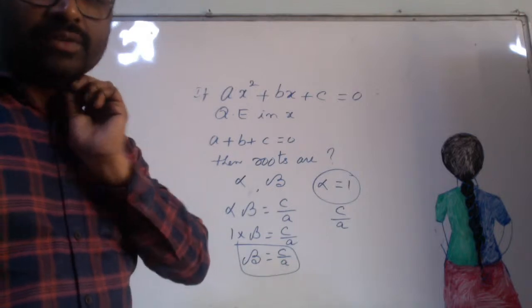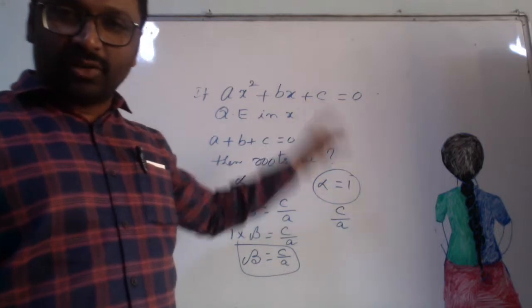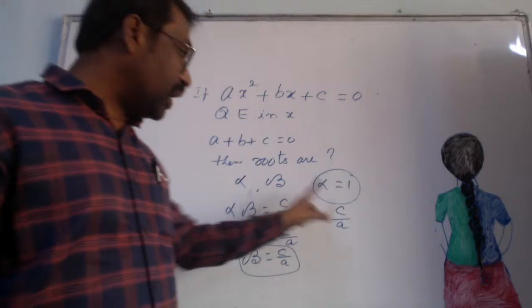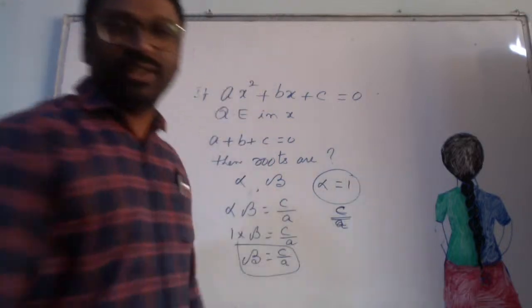It can be helpful for you. If the sum of the coefficients of this equation is 0, that is a plus b plus c equals 0, then 1 and c by a are the roots of the equation.